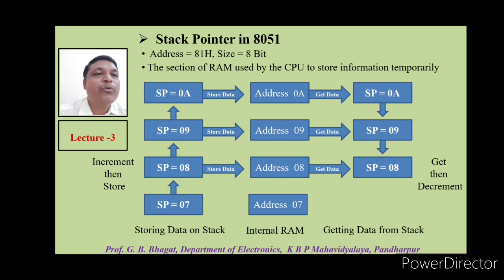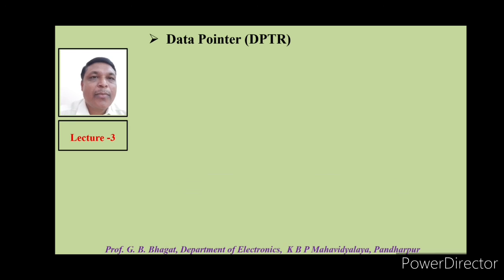Similarly, if we have to remove the data from address 08, then initially data will be removed and then the stack pointer will be decreased by 1. That is, the stack pointer decreases from 08 to 07. In this style, that is get then decrement, the data will be removed from the stack. Next, let us see the data pointer.